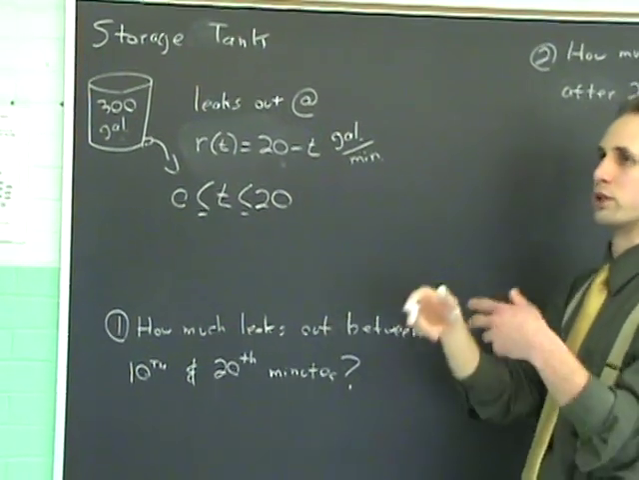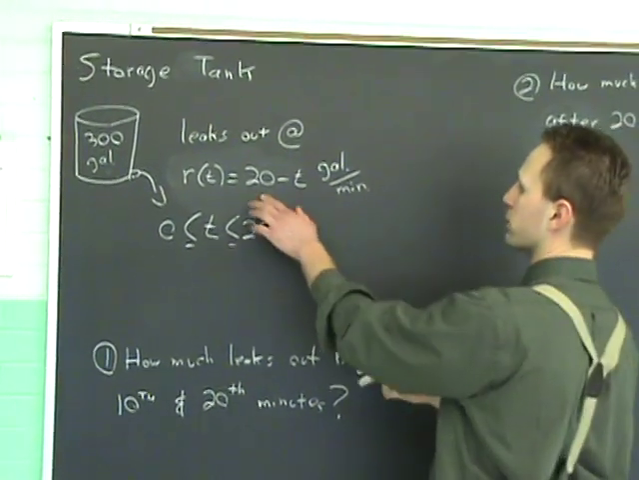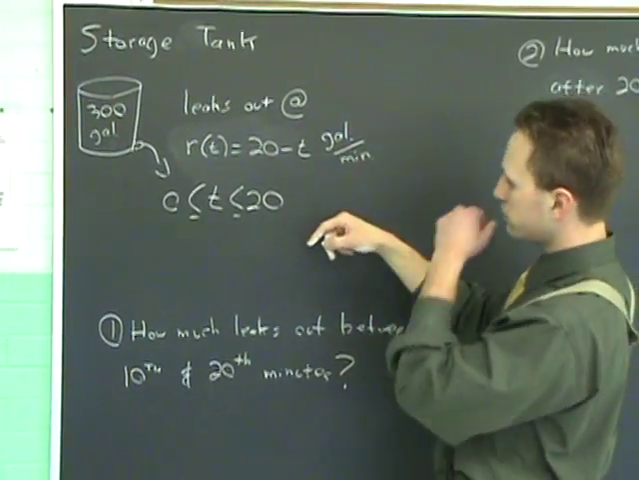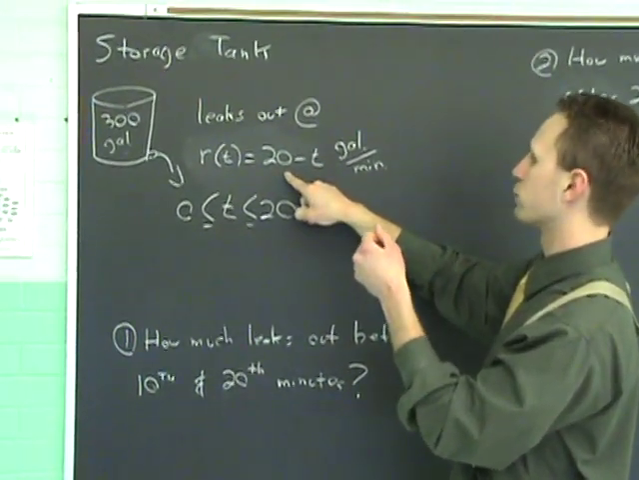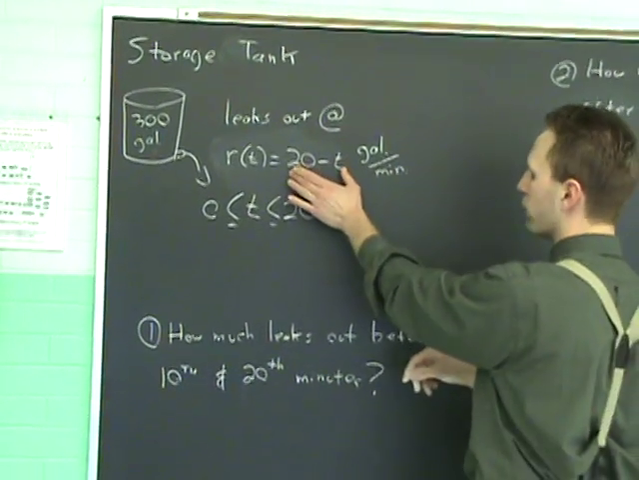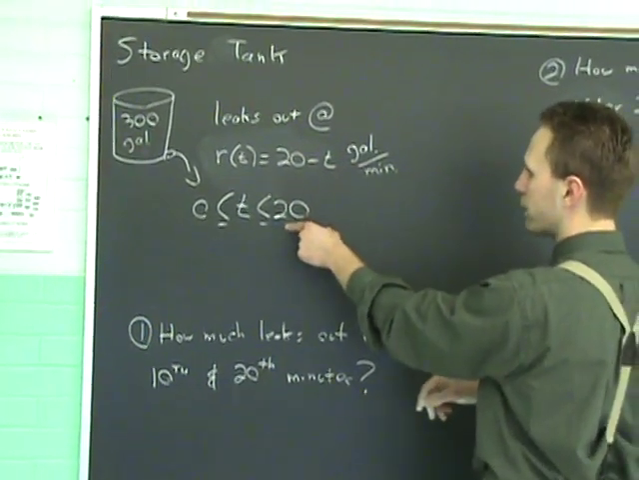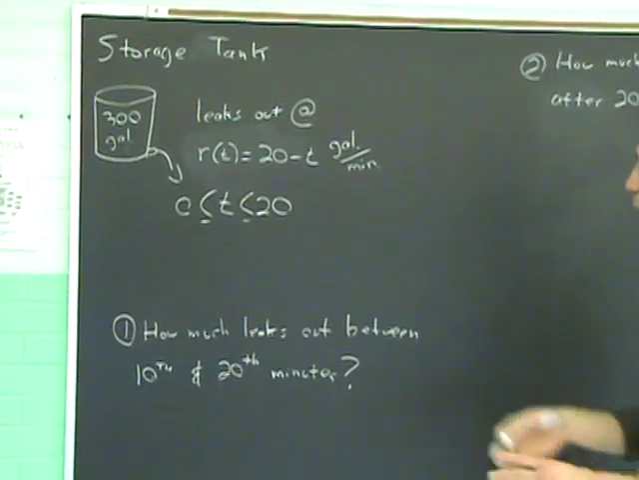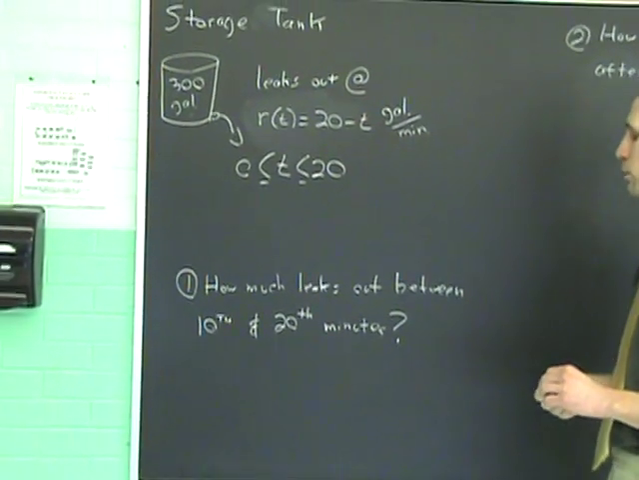So the rate at which water is leaking out is decreasing because this is a decreasing function, right? At first, it's leaking out at 20 gallons per minute, and then as time goes on, this number falls, where ultimately at t equals 20, it stops leaking out. A question that I might ask is, how much water leaks out between the 10th and 20th minutes?